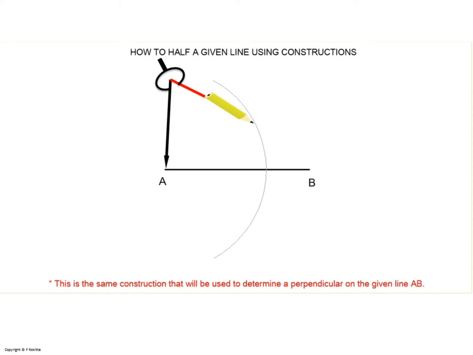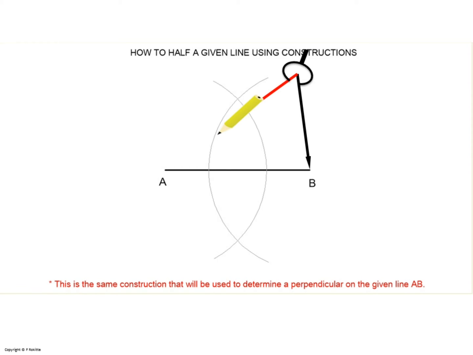Step 2. Place your compass now on point B and then draw the same size arc from B to intersect with the first arc, as you can see.